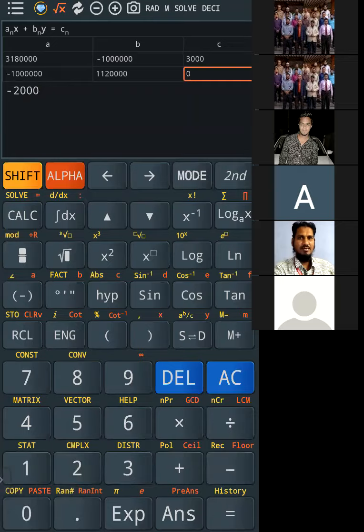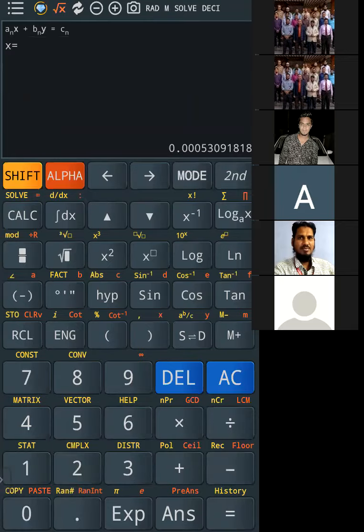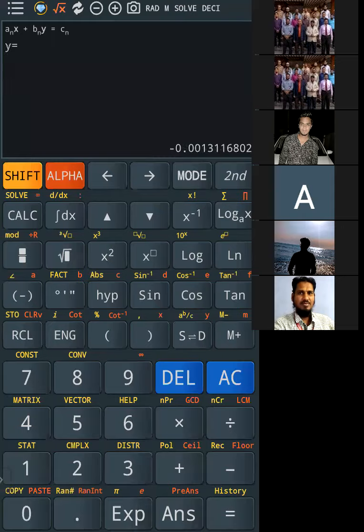So if you calculate it, let's do the calculation. When I click, I'm getting this value. You can check this value. Theta 2 is 0.053 radian. Similarly, theta 3 is coming minus 0.0013 radian.